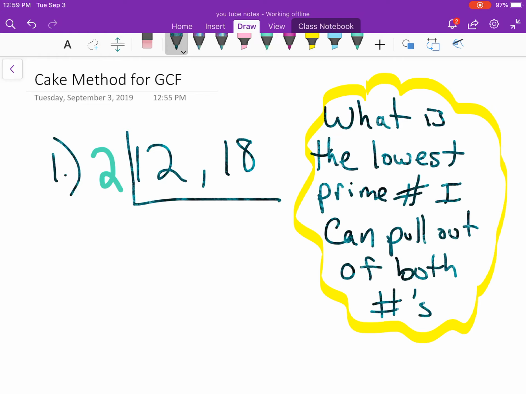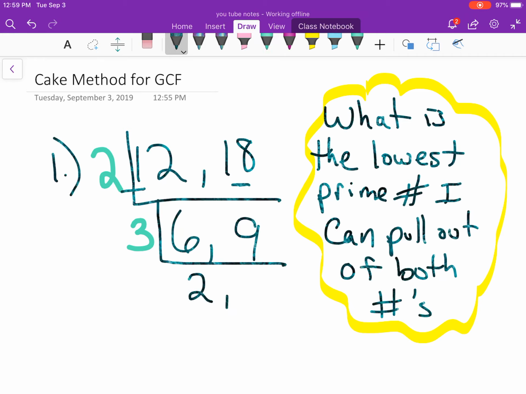Then I'm going to say 2 goes into 12 how many times? It goes into 12 6 times. 2 goes into 18 how many times? And that will be 9 times. Now, my next thing is, are these numbers prime? No. Okay. What lowest prime number can I pull out of both of them? Do they have a prime number in common? And in 6 and 9, your answer should be yes. They have a 3 in common. I can pull out a 3 in those. So 3 goes into 6 2 times, and 3 goes into 9 3 times.